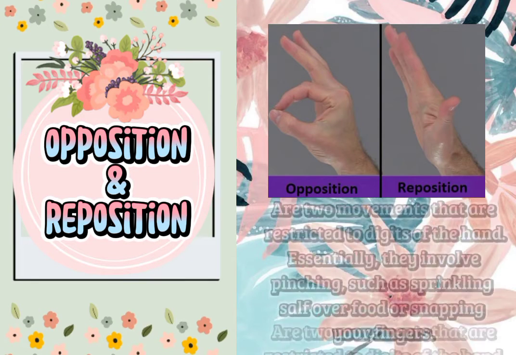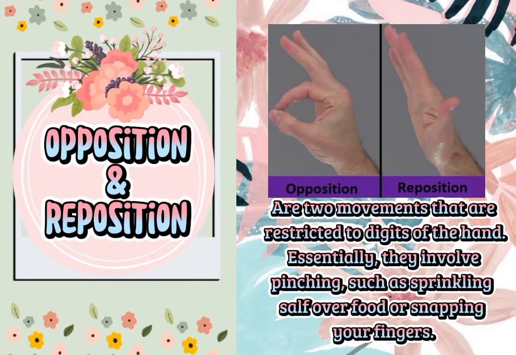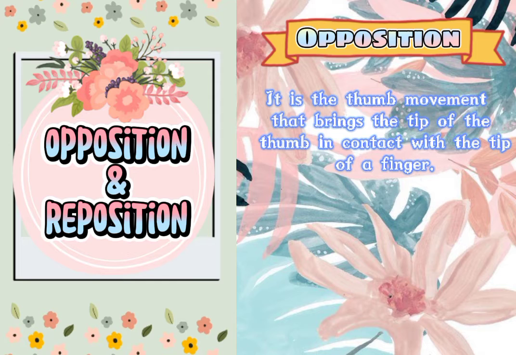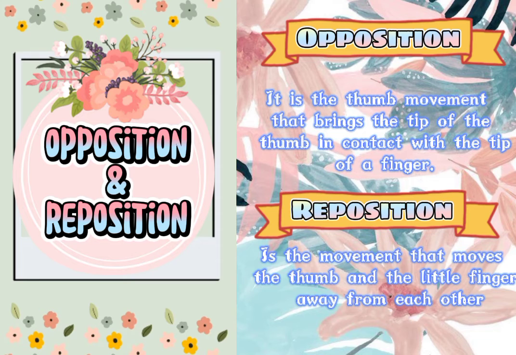Opposition and reposition are two movements that are restricted to the digits of the hand. Essentially, they involve pinching, such as when sprinkling salt over food or snapping your fingers. Opposition is the thumb movement that brings the tip of the thumb in contact with the tip of a finger, while reposition is the movement that moves the thumb and the little finger away from each other.